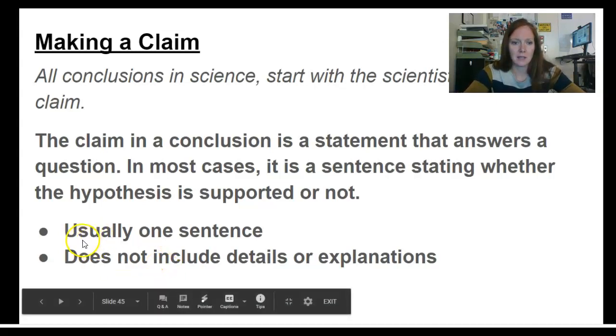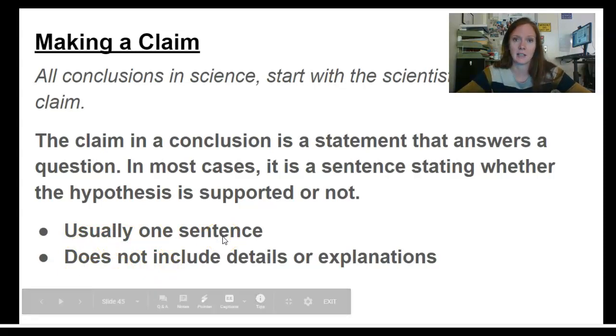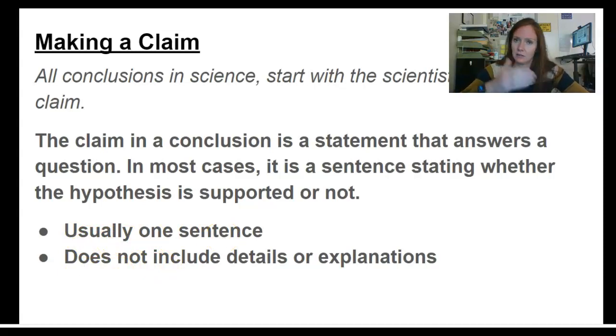Usually a claim is just one sentence. We don't need to go on and on and on. You're simply saying the hypothesis that was supported by the data, or the hypothesis that was not supported by the data. And you don't include any explanations yet. It is just the statement.